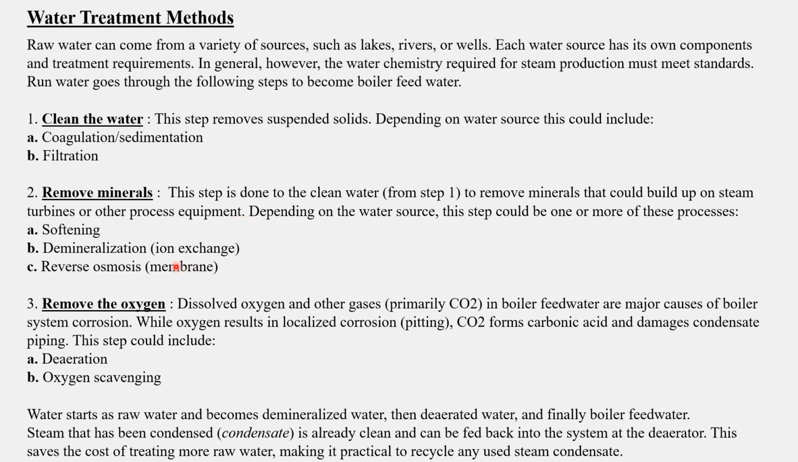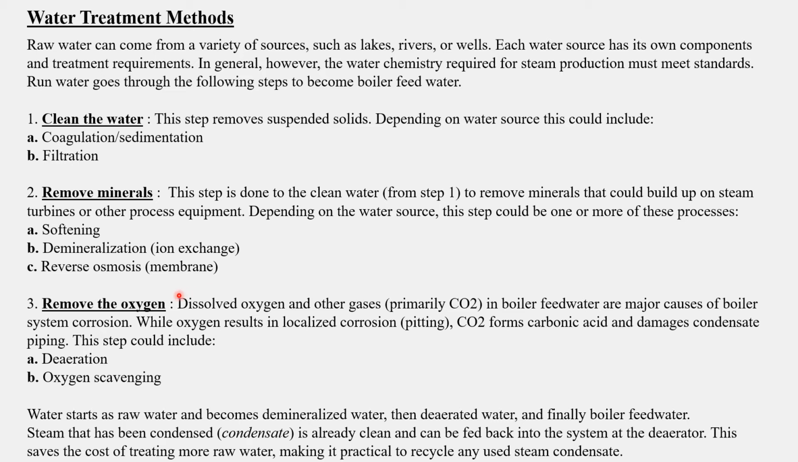Then after removing minerals and cleaning the water, this water is taken a step further into removing the oxygen. The dissolved oxygen in the water, even though the water has had minerals removed and is clean, may cause a problem, which is corrosion, and which may lead to bad performance of a boiler, as we have studied in the heat transfer process, coined as fouling.